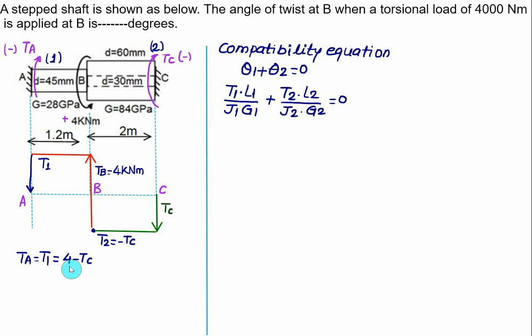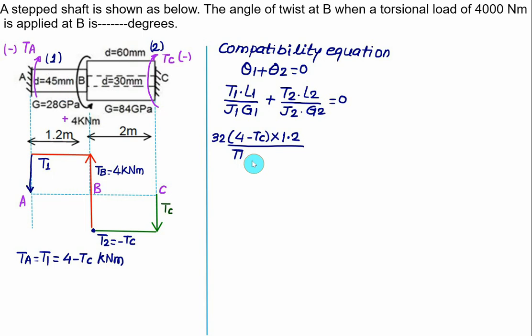So if I write here this value in kilonewton meter, then I can solve the problem and my answer of the torque will be in kilonewton meter. So let's replace here T1 as 4 minus Tc multiplied by L1, which is 1.2 meter. So both sides will have length in meter. So we have 1.2 meter divided by pi by 32. So 32 will shift in numerator.